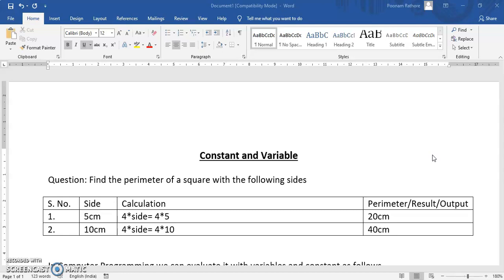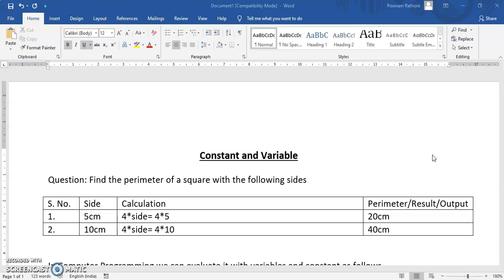Starting with the very fundamentals which you have learned in your elementary classes, where you are asked to find the perimeter of a square with the following sides, where the teacher gives you the side of a square and you have to find the perimeter. I have taken two sides over here, which are 5 centimeter and 10 centimeter, and the formula to calculate the perimeter of a square is 4 multiplied by side. So 4 multiplied by 5 gives you 20 centimeter and 4 multiplied by 10 gives you 40 centimeter.